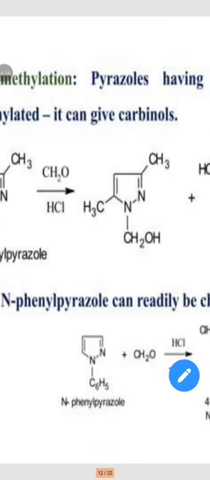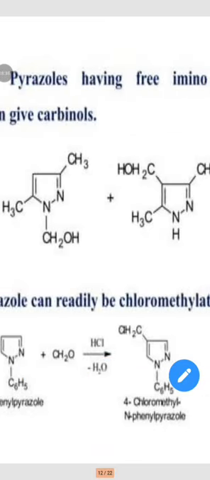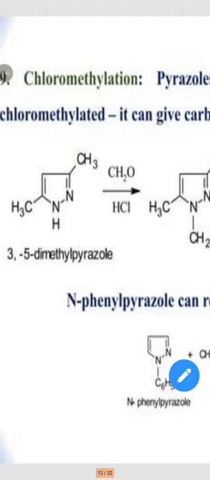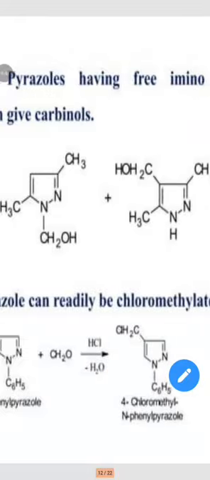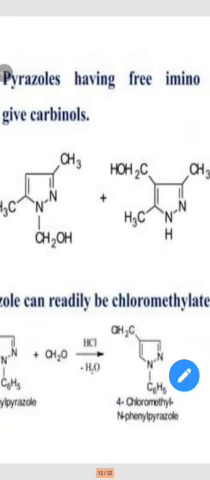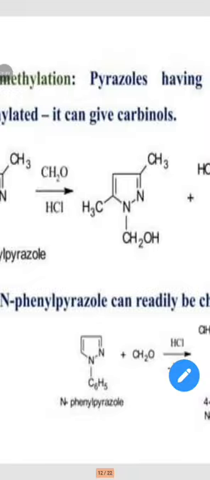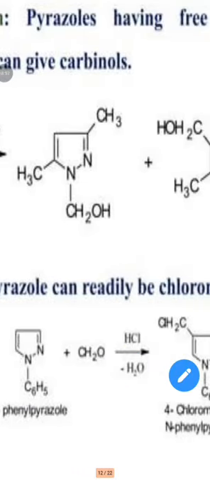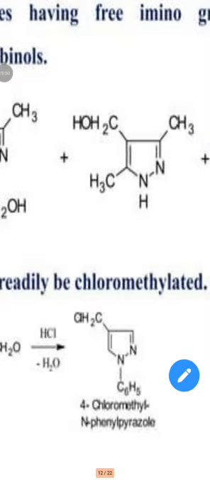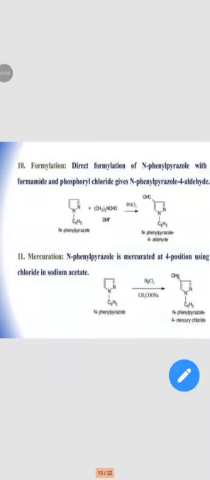The next one is chloromethylation. N-phenyl pyrazole can readily be chloromethylated. N-phenyl pyrazole is reacted with CH2O in the presence of HCl. One molecule of water is removed to form 4-chloromethyl N-phenyl pyrazole.